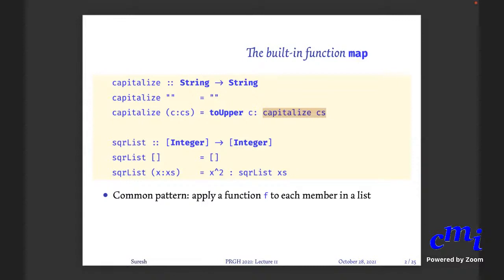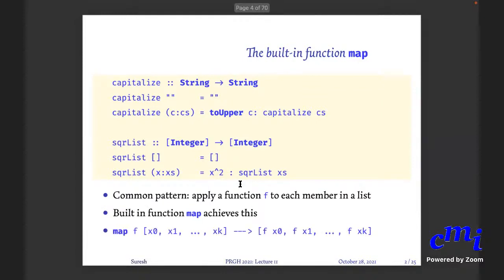So this is the pattern, and the common pattern is that there is some particular function. In the first case, it is toUpper. In the second case, it is the section raised to the power 2. You take your input and raise it to the power 2. So there is one fixed function that you want to apply to every element of the list, and this is achieved by the built-in function called map.